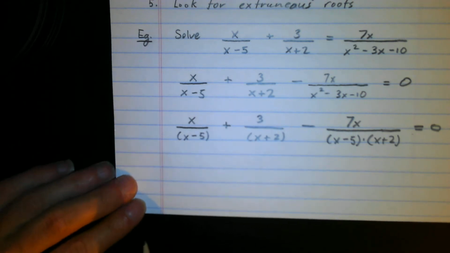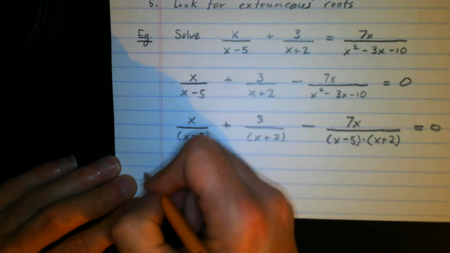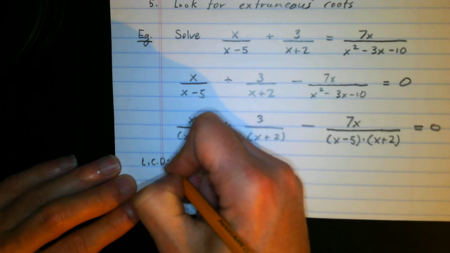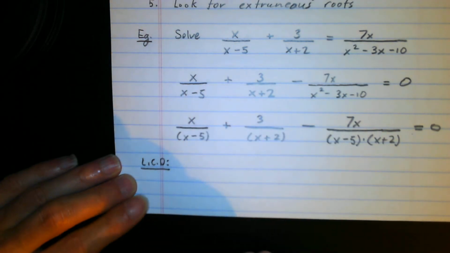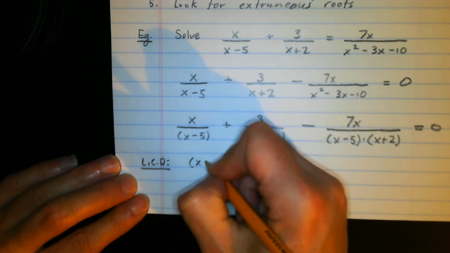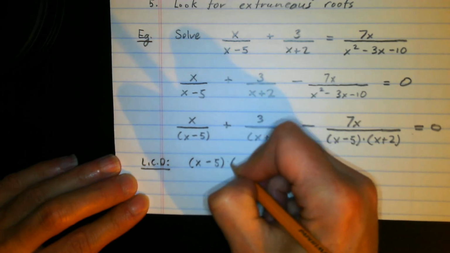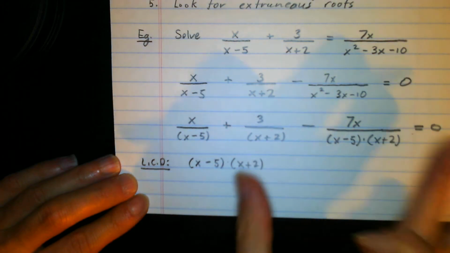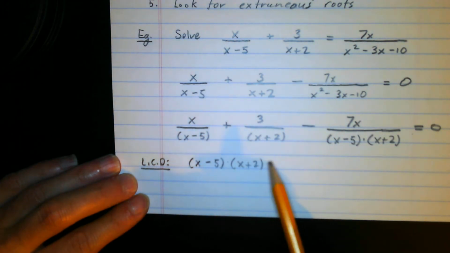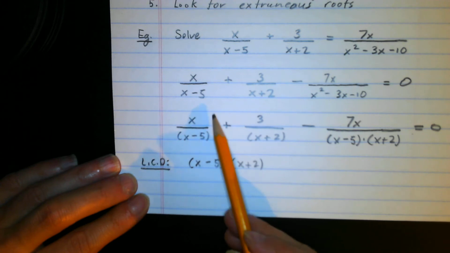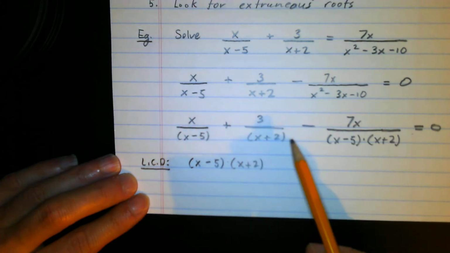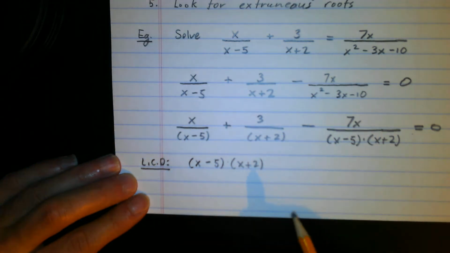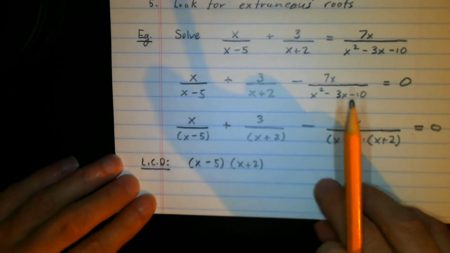Okay, now we can state the least common denominator. Our LCD here is just x minus 5 times x plus 2. We need the denominators to match before we start adding the numerators together. And you can see pretty easily that if I multiply the top and bottom of this by x plus 2 and the top and bottom of this by x minus 5, they'll all have the same denominators. Okay, so I'm going to move to a new page here.